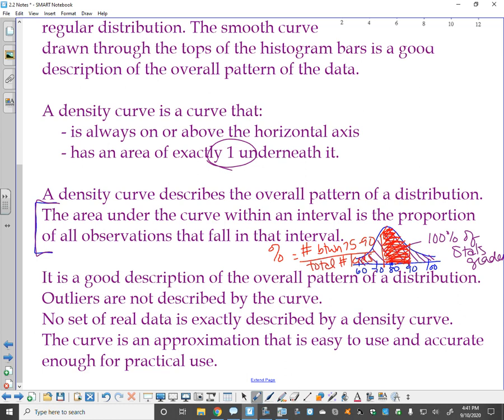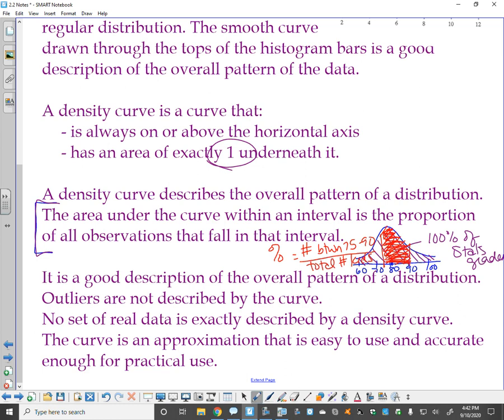It is a good description of the overall pattern of a distribution. Outliers are not described by the curve. A curve does not address outliers at all. No set of real data is exactly described by a density curve, but it's a really, really good estimation. The curve is an approximation that is easy to use and accurate enough for practical use.